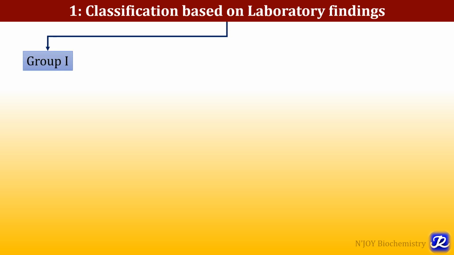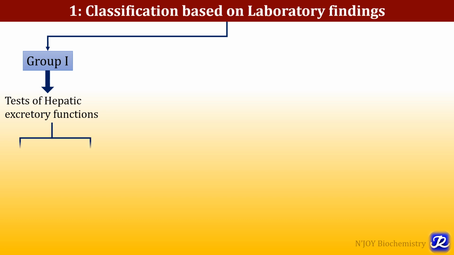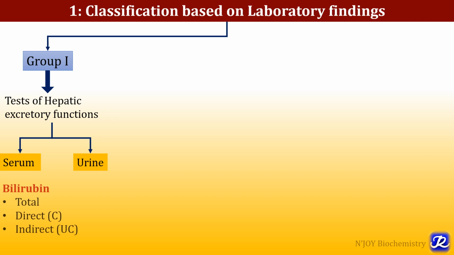The first group includes tests of hepatic excretory function. The test can be done both in serum as well as urine. So which are those tests which are performed in the serum? Those are estimation of serum bilirubin, that is total bilirubin, direct bilirubin, which is also called conjugated bilirubin, and indirect bilirubin, which is also called unconjugated bilirubin.